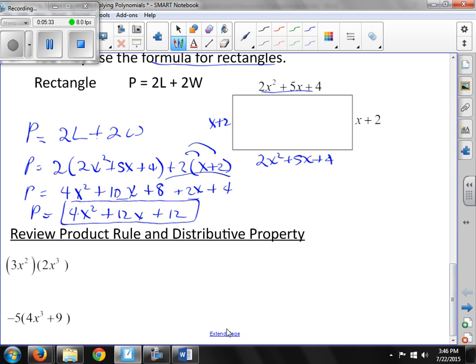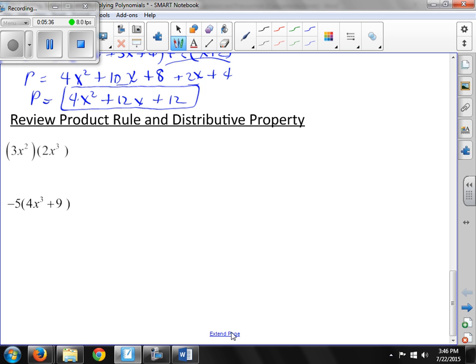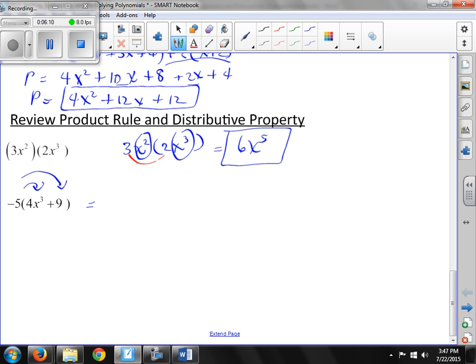All right, let's review our product rule and our distributive property. The product rule, we've had this before. When we multiply 3x squared times 2x cubed, we're going to multiply the numbers together first. 3 times 2 would equal 6, and when I multiply x squared times x cubed, remember when we multiply like bases we add the exponents, so this would be 6x to the 5th. And our distributive property, we're going to distribute the negative 5 with both of these. Negative 5 times 4x cubed would be negative 20x cubed, and negative 5 times 9 would be negative 45.